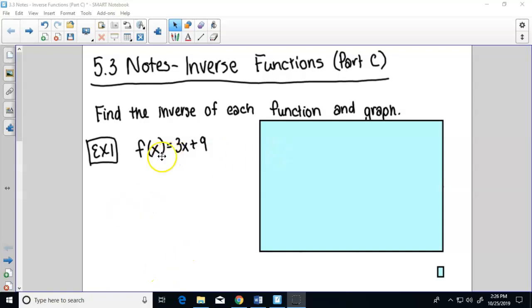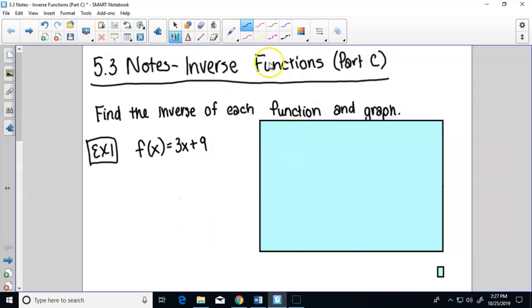Okay. We're going to skip over a couple things as we do this. This is part C of these notes, because yesterday we did A and B together. We'll just do this first example where we're going to find the inverse of these and graph. There's a point we're going to get to with these.